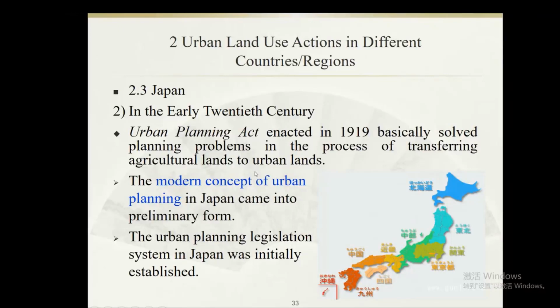The Urban Planning Act enacted in 1990 basically solved the planning problems in the process of transferring agricultural lands to urban lands. The modern concept of urban planning in Japan came into preliminary form from 1919. Okay, the urban planning legislation system in Japan was initially established.